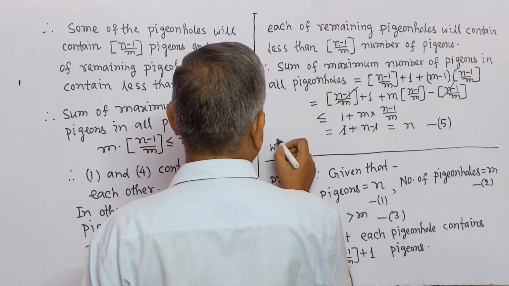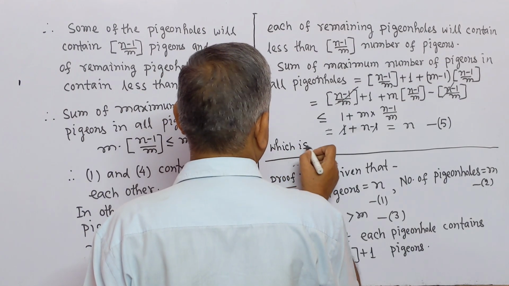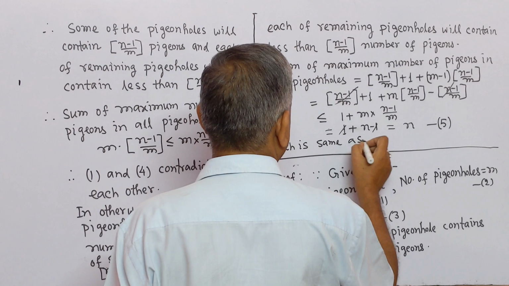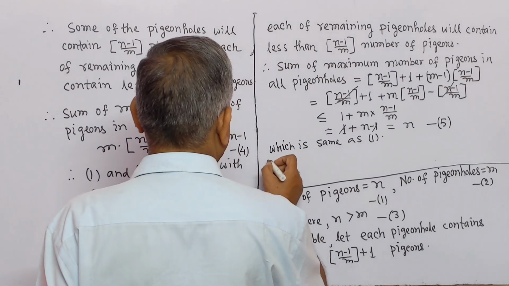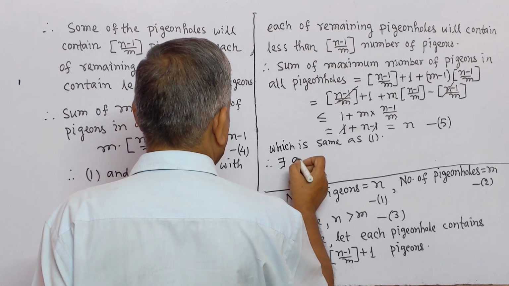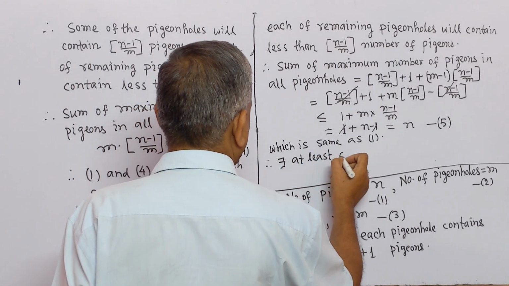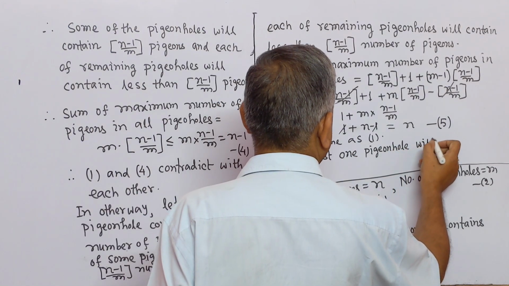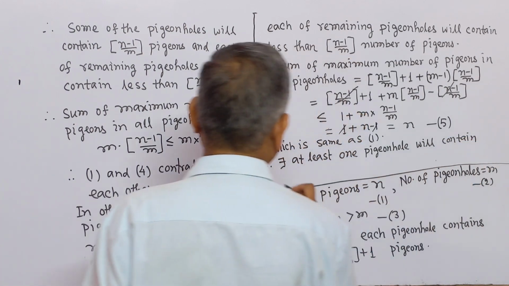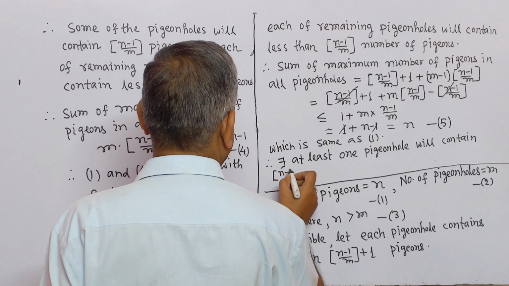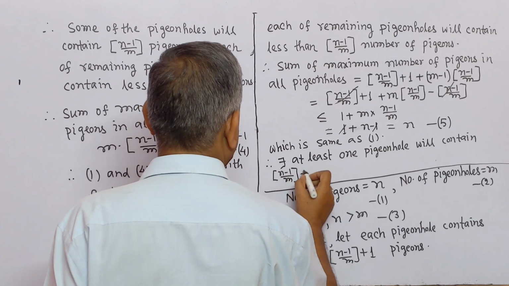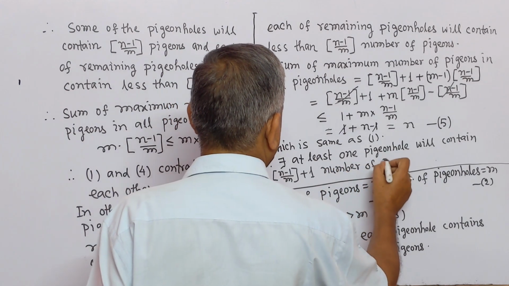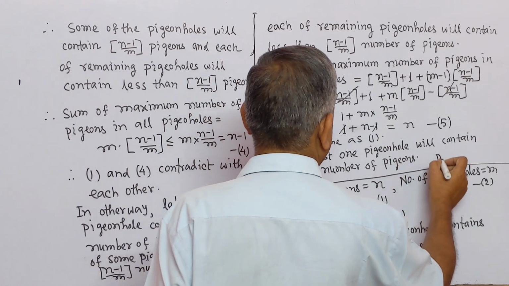which is same as 1. Therefore, there exists at least one pigeonhole that will contain the greatest integer function of (n minus 1) by m, plus 1 number of pigeons. Proved.